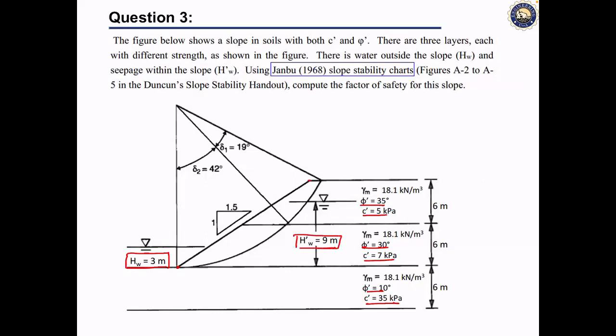And we have a slope circle cutting the two extents of the slope with angles delta 1 equal to 19 degrees and delta 2 equal to 42 degrees. We need to find the factor of safety of the slope using Janbu's 1968 method with the figures A2 to A5 in Duncan's Slope Stability Handbook.